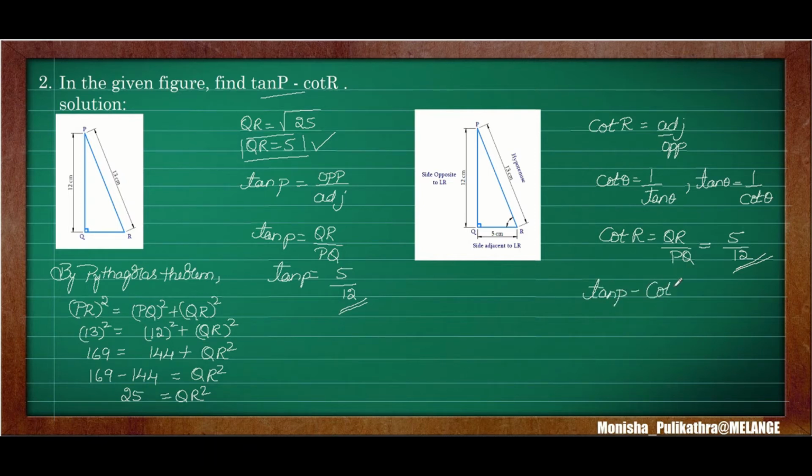Tan P minus cot R. So tan P is 5 by 12, whereas cot R is also 5 by 12. So plus 5 by 12 minus 5 by 12 get cancelled. So the value for tan P minus cot R is 0. I hope you understood this.